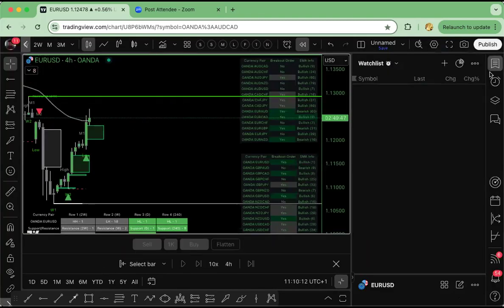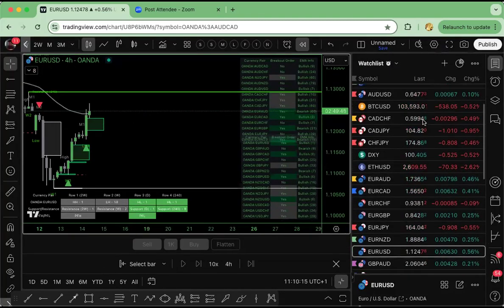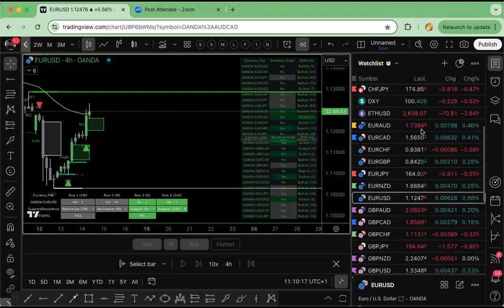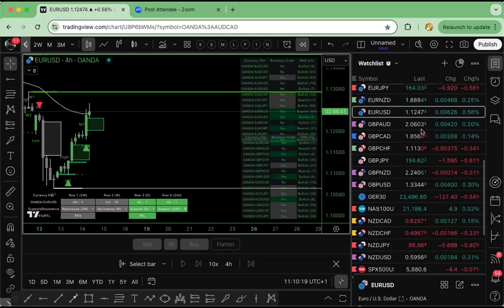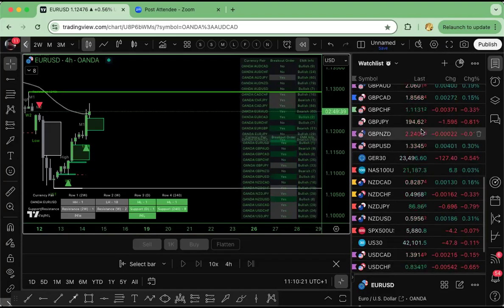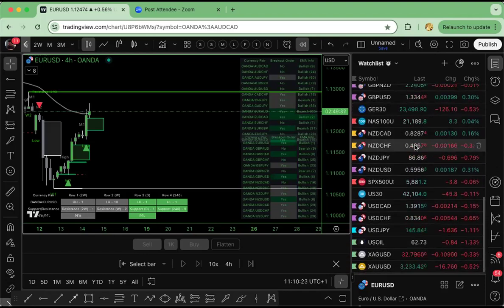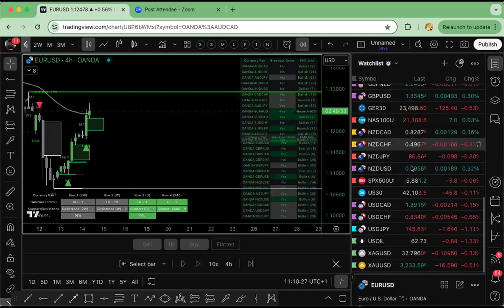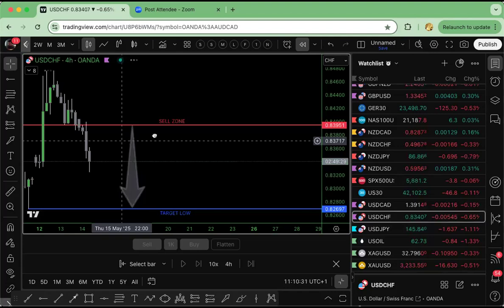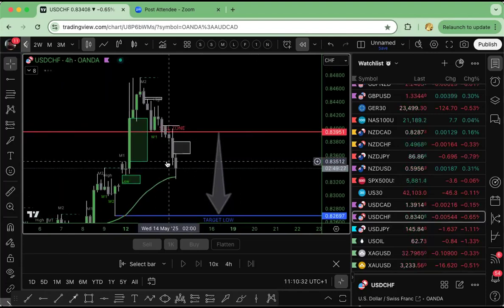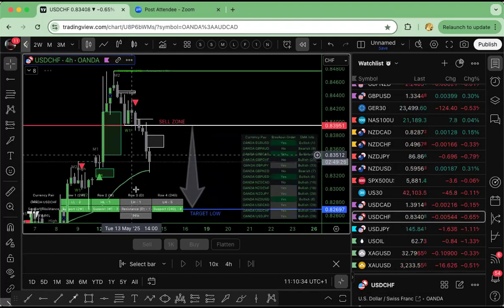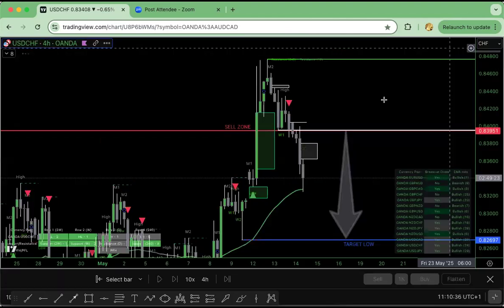Let's go to another pair. We've done that one. We're trying to go through them. Give me a second. There was USD CHF as well, which was in there. You can see here, look, boom. USD CHF. And what's the same thing that you see there, guys and girls?